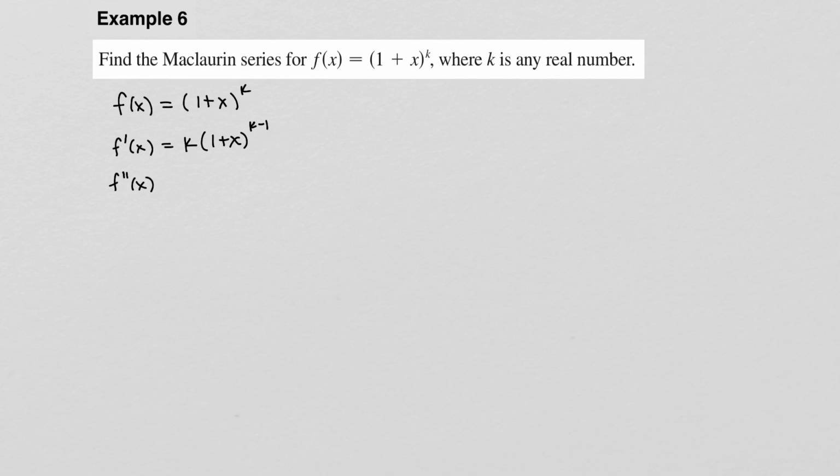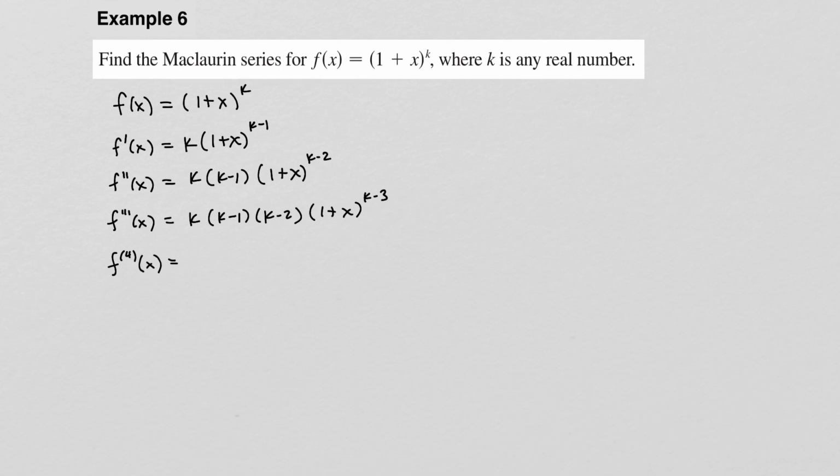The second derivative here is going to be k times k minus 1 times 1 plus x to the k minus 2. Third derivative is k times k minus 1 times k minus 2 times 1 plus x to the k minus 3. And we'll do one more. The fourth derivative is going to be k times k minus 1 times k minus 2 times k minus 3, times 1 plus x to the k minus 4.